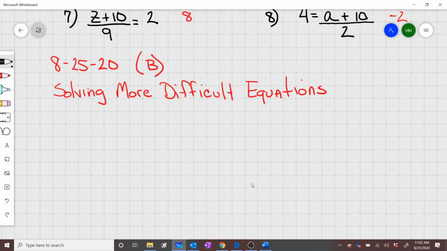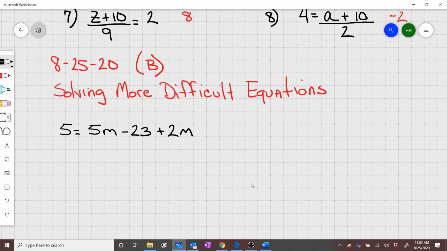Here's what I mean. We're going to be working on stuff like 5 is equal to 5m minus 23 plus 2m. And you don't have different letters as variables in this problem, but you have multiple m's, don't you? You got a 5 times the m and you got a 2 times the m.